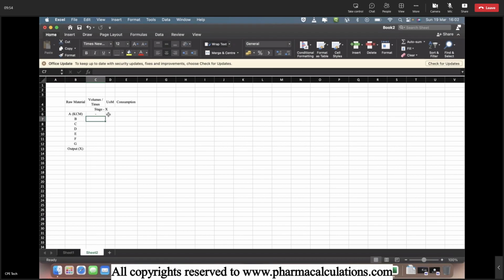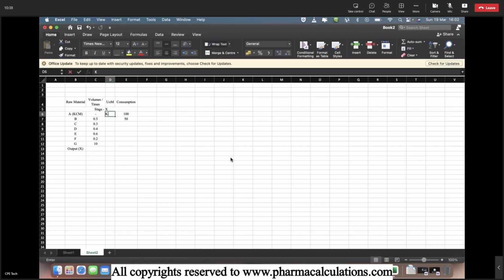Let's say the initial batch size is 100 kg, and component B is going to be 50 kgs, which is consumed in the process. So automatically the ratio is going to be 50 divided by 100. So this is nothing but the volumes or times. Similarly, I am going to mention the ratios here. So this is 0.3 and the next one is 0.4. These are only considerations, and you have to take this from your BPR. 0.2, and let's say this is our reaction solvent, and this is 10 volumes.